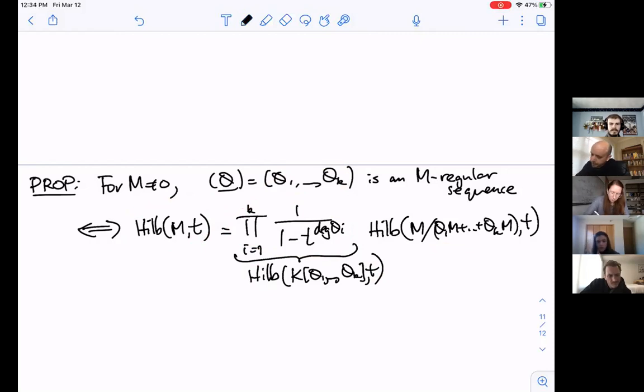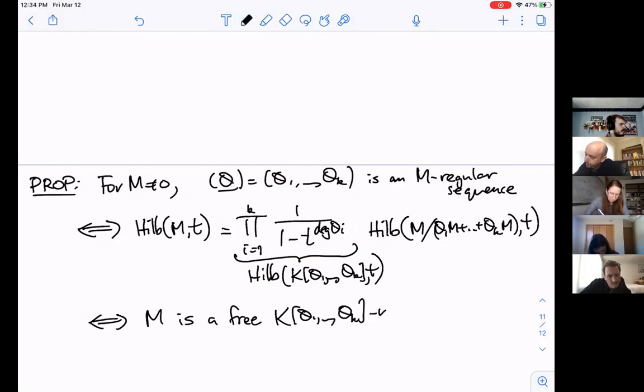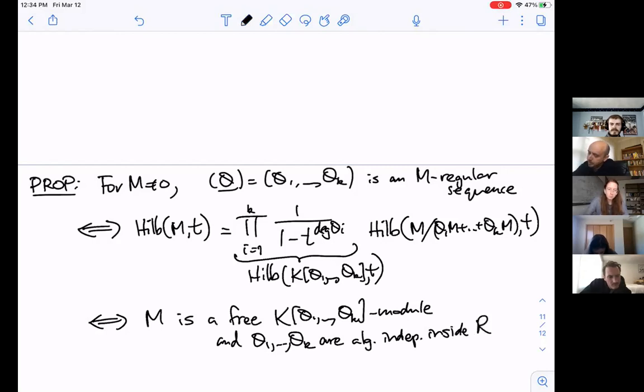All right, and another way we said this is it's if and only if M is a free k[theta 1 through theta k] module, and the thetas are algebraically independent inside of the ring, so that the Hilbert series of the subalgebra that they generate does look like this. Okay. So again, this way of saying it has nothing to do with the ordering on the thetas.